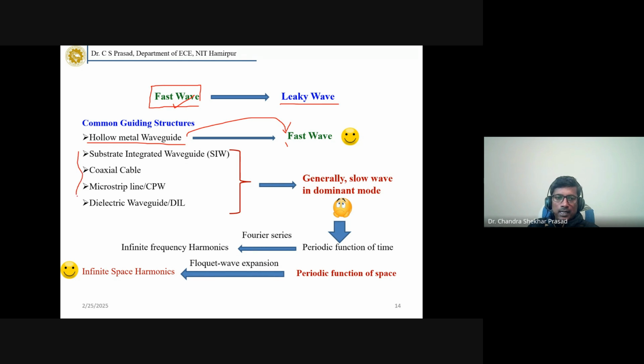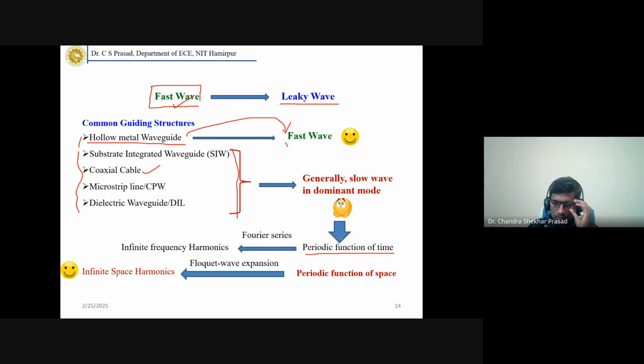Then other common guiding structures are like the substrate integrated waveguide, that is very famous, that is SIW. You can say the planar form of the metal waveguide. Then we have coaxial cable, then microstrip line and CPW. Then we have dielectric waveguide. So all these waveguides are generally slow wave structures. So how to generate the fast wave? For that, we do a periodic perturbation in the structure.